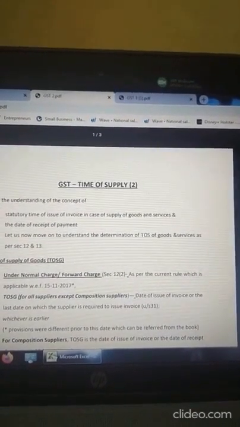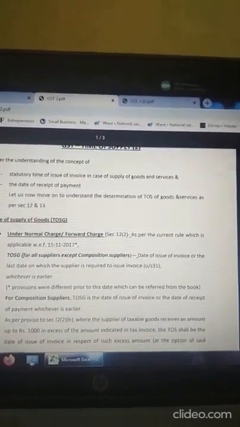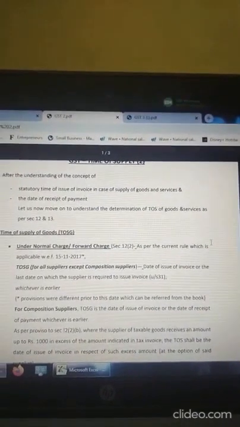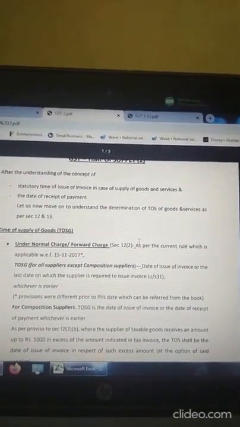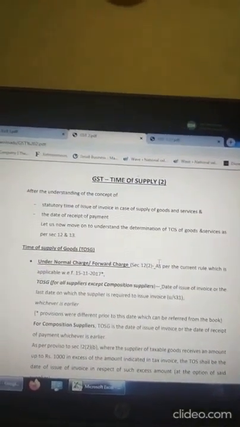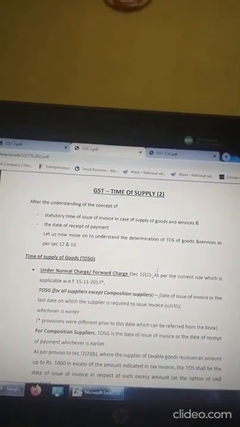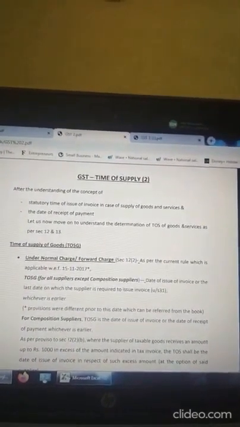So now we'll be studying the time of supply in case of goods and in case of services. We have understood the concept of date of issue, date of payment, and date of receipt of payment. Now we'll study the time of supply of goods. First we'll study the time of supply under the normal charge.